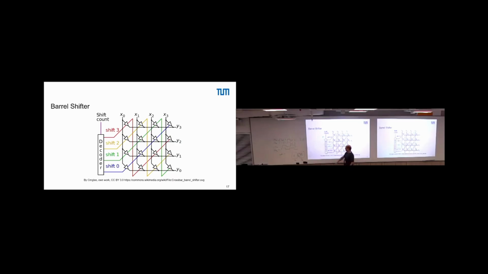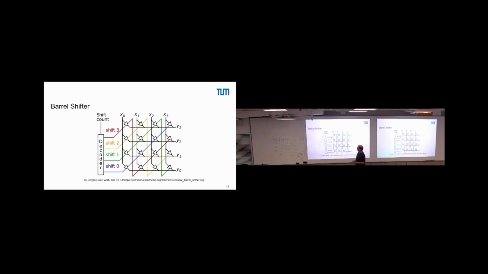All of them are switched off because this is 0. It enables this one. So if we do that, the first signal here goes to this output. The second signal here goes to that output. The third signal goes to that output. The fourth signal goes to that output. And that way we have a cyclic shift.